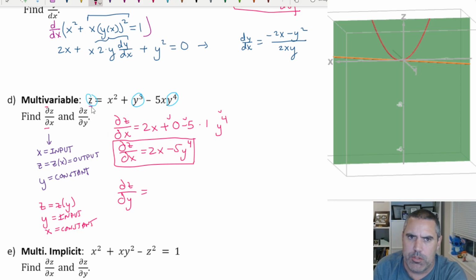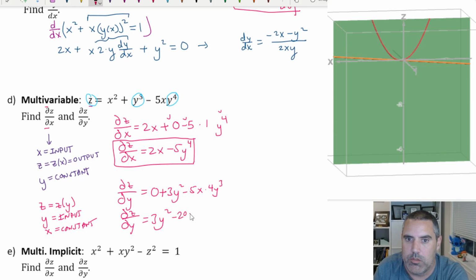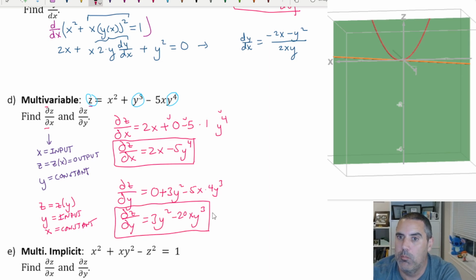Let's take the derivative of both sides. That side is dz dy, because we're thinking of z as a function of y. This is 0. This is 3y squared. The 5 and the x are coefficients, and this is going to be 4y to the third. So altogether, you get dz dy is equal to 3y squared minus 20xy to the third. These are two very important and valuable measurement tools, but they're measuring two very different things.